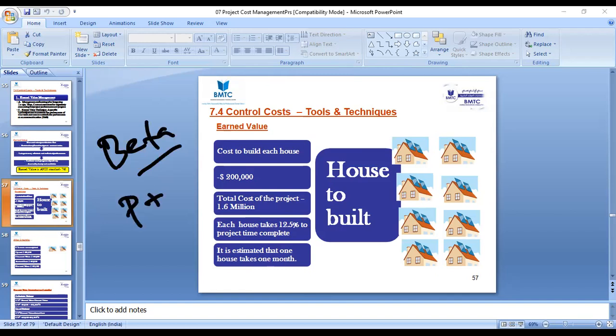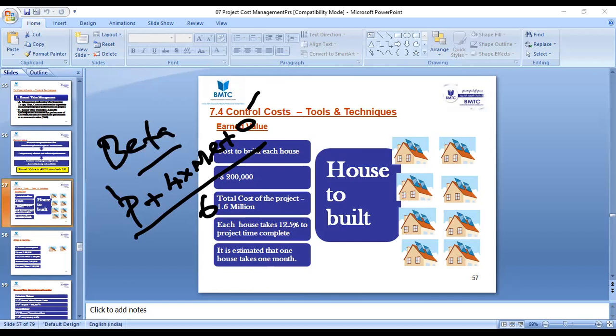Pessimistic plus 4 times most likely plus optimistic, divided by 6. Now what you are doing is cutting the pie chart into 6 equal portions. You are giving 1 portion for pessimistic, 1 portion for optimistic, and 4 portions for most likely. That's the reason we have the denominator of 6, so the value will be a little bit more accurate than the other value.